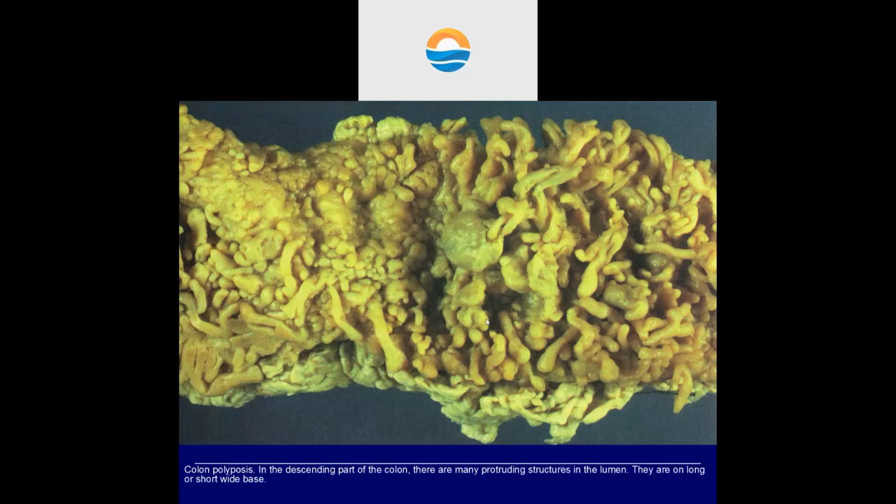Colon polyposis. In the descending part of the colon, there are many protruding structures in the lumen, like tiny fingers, you see. They are on a long or short, wide base. So you see this severe polyposis of the colon.